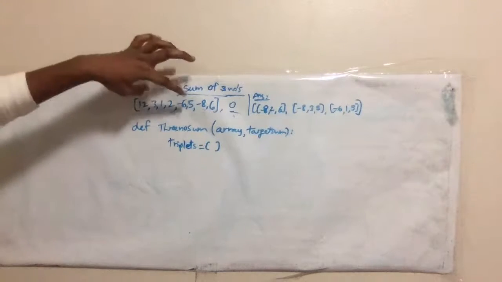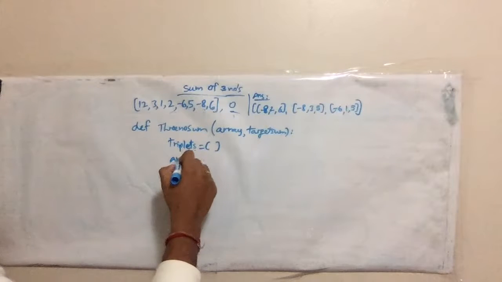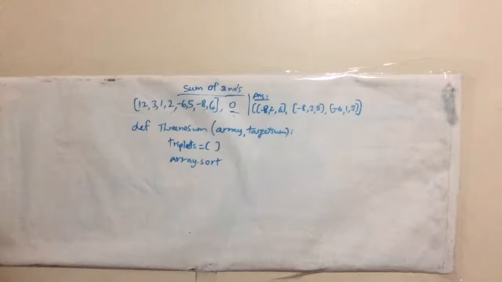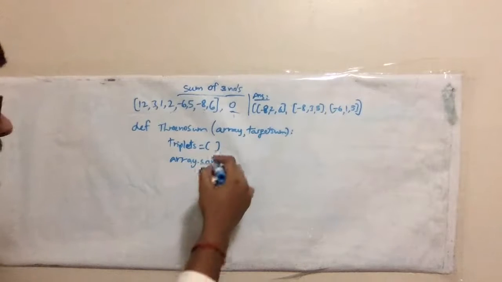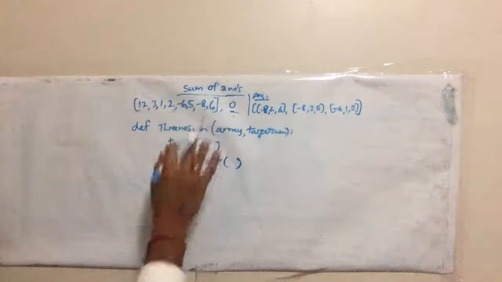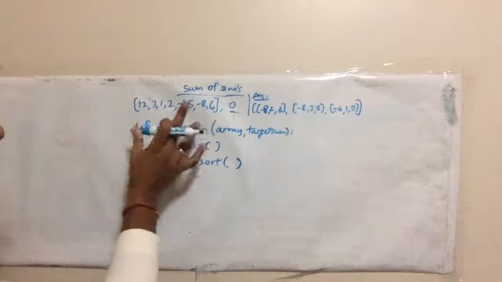And we need to initially sort this given array, isn't it? Just in Python, array dot sort. We need not give any key or anything here because we are not specifying anything. It will sort. So now we have sorted the given list.